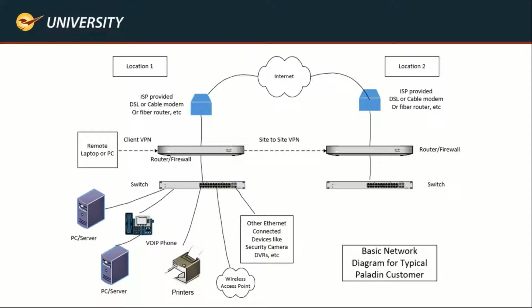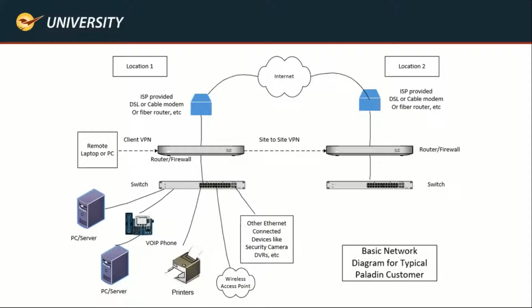There's a cable then that connects from that device to a firewall, or at least it should. This is a typical network diagram for a typical Paladin customer, but it's also a typical network for any type of business. Doesn't matter what kind of a business it is. There should be a firewall at the edge of your network.